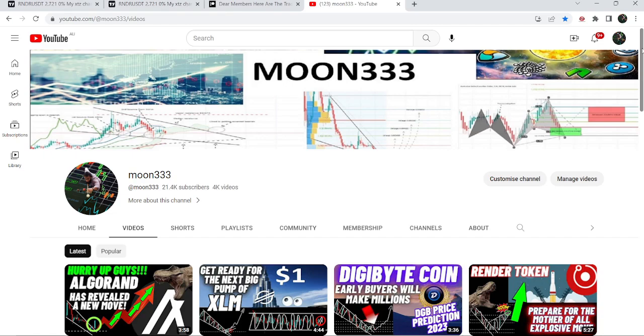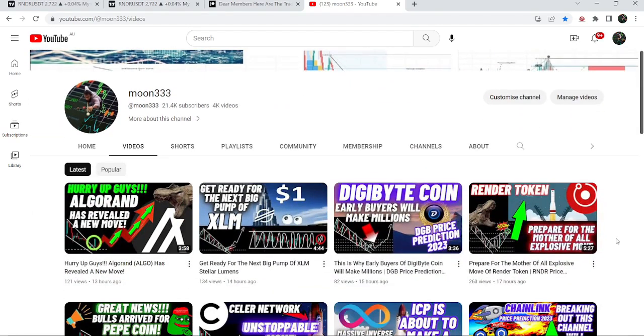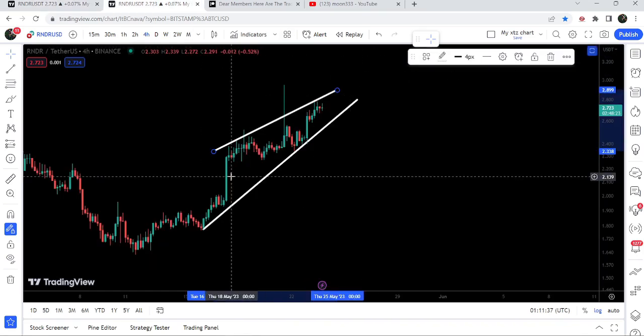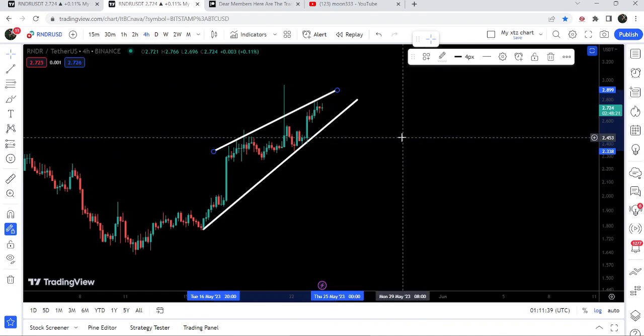In my earlier videos, we have been watching how Render token bounced from the support of a very big rising wedge pattern and reached the resistance. And in today's video, we will once again take a look at this move, and I would also like to show you another rising wedge pattern that has been formed on the 4-hour time frame chart as well.